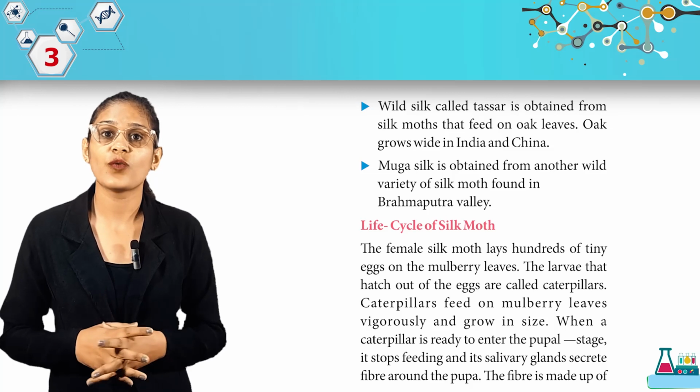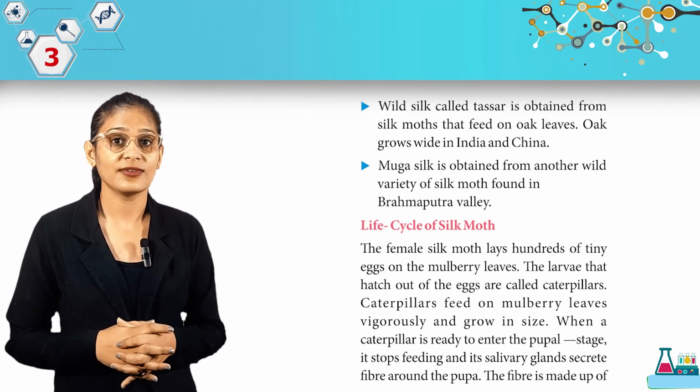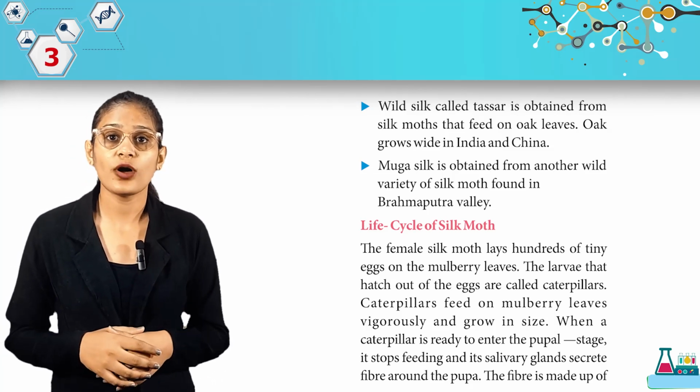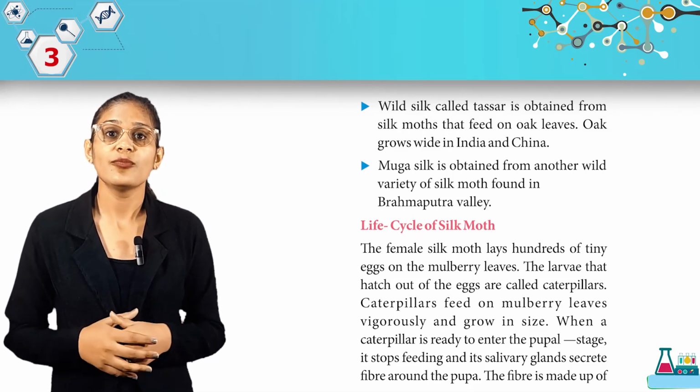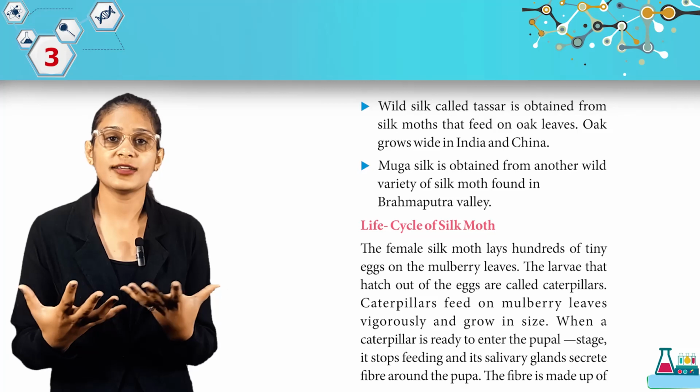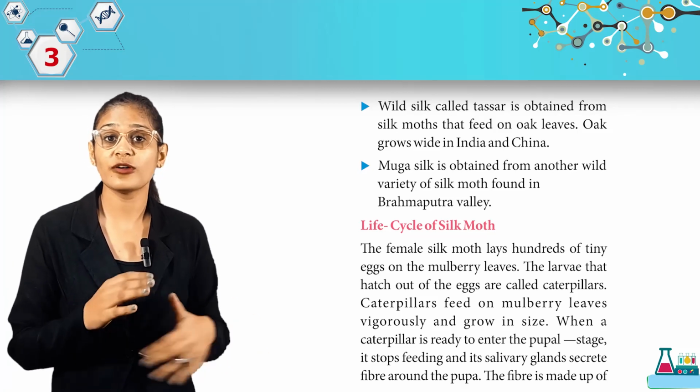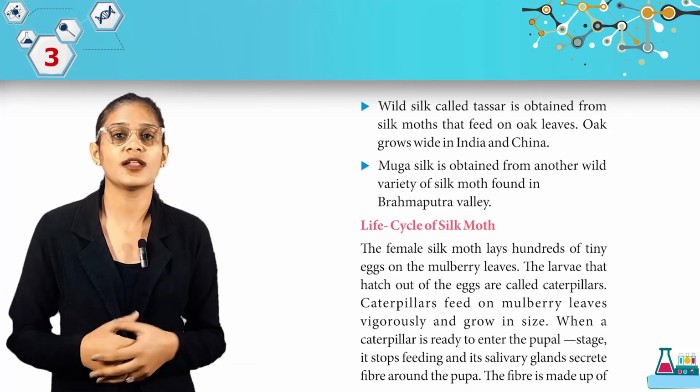Then we have wild silk called tasar, obtained from silk moths that feed on oak leaves. Oak grows wide in India and China. Then we have muga silk, obtained from another wild variety of silk moth found in Brahmaputra Valley. So students, these are the different types of silk we get from different types of cocoons of silkworms.